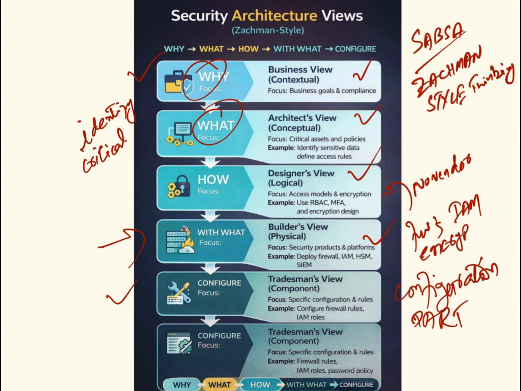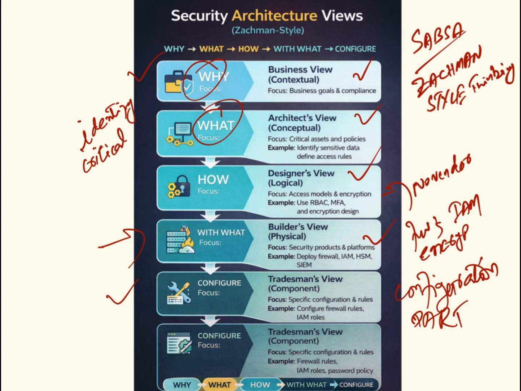So Zachman is classification and thinking for security architecture and execution. Zachman talks about a framework, not security specific. Zachman asks the right question and SABSA builds the right security. So Zachman is not risk focused, but SABSA is risk driven, right?